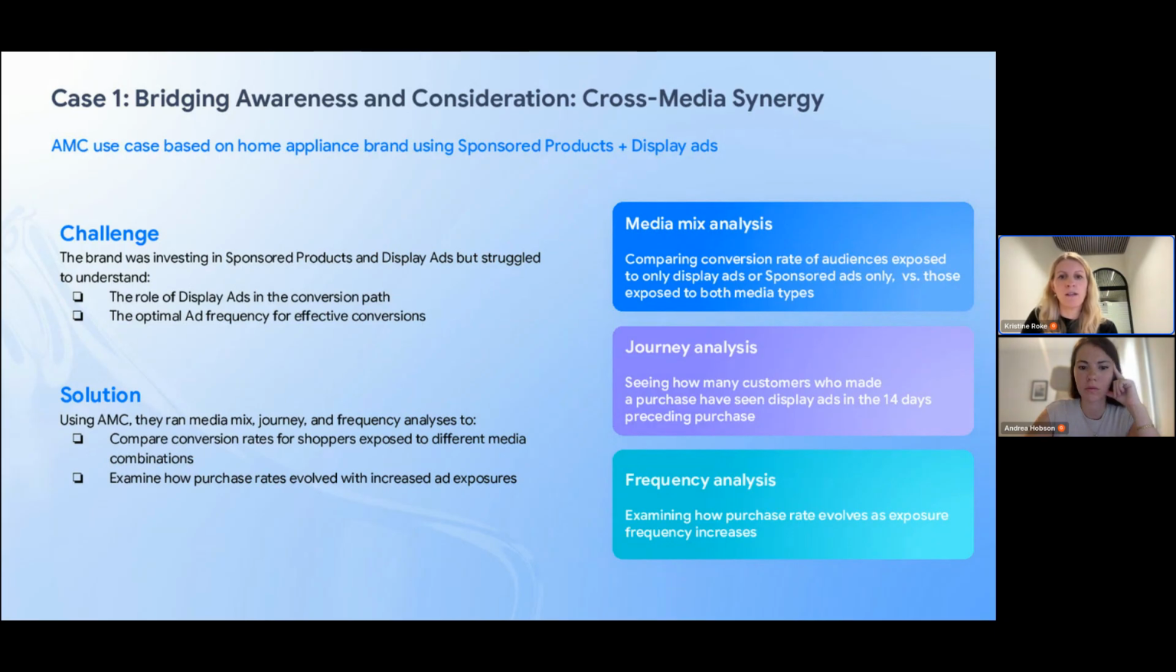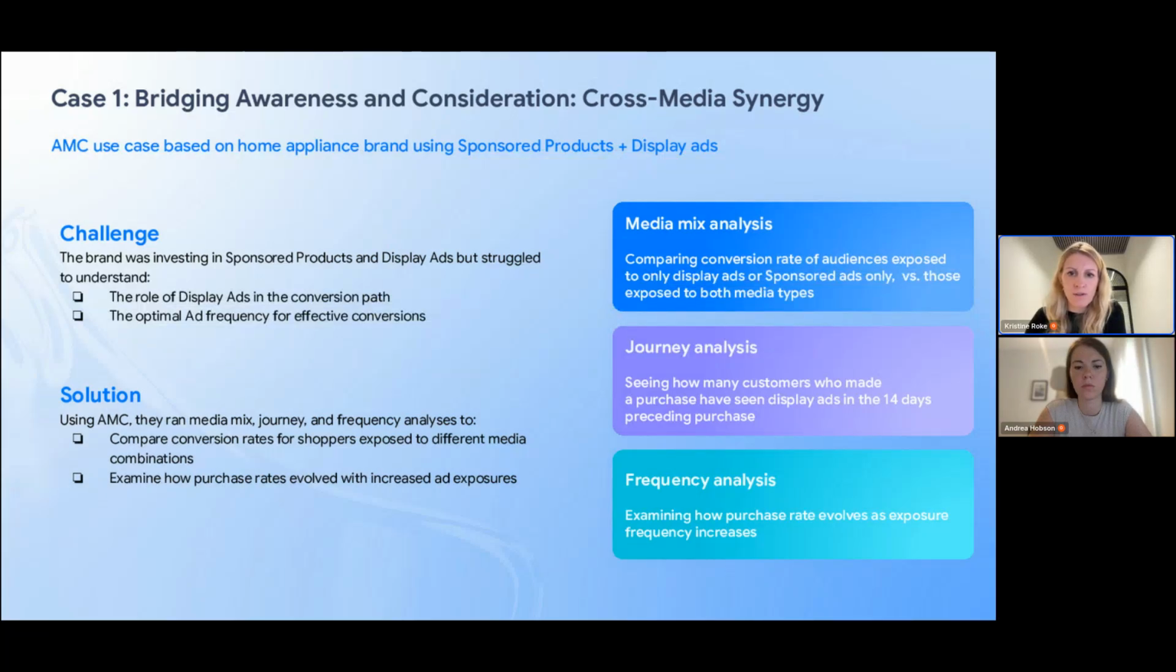So this brand in the home appliance category was already running sponsored products to capture the shoppers in the consideration phase, and also using the Amazon DSP for upper funnel display and remarketing campaigns. So what they wanted to understand was the actual role of the display ads in driving conversions, and how often a customer should be exposed to them before they would buy.